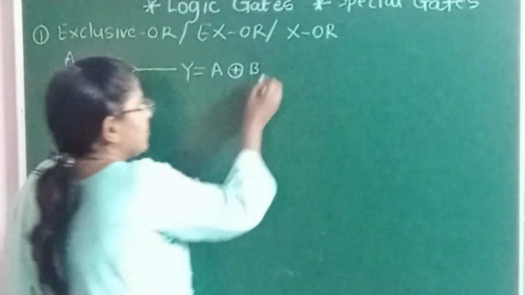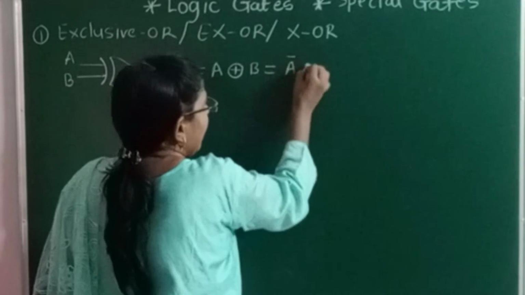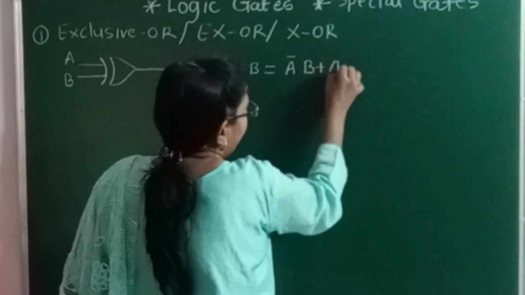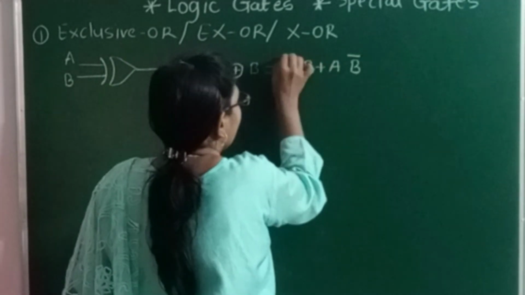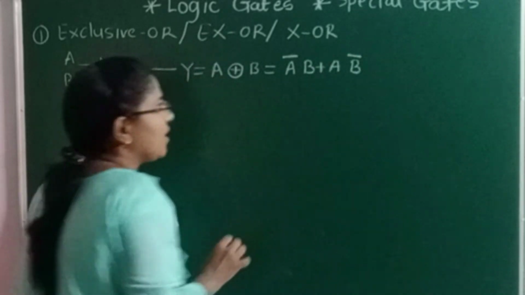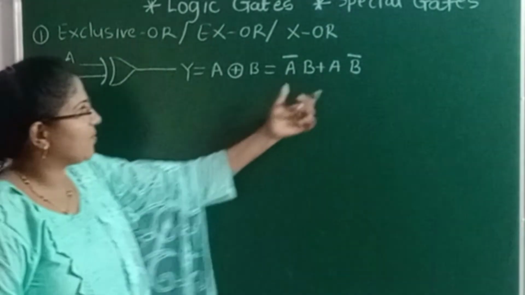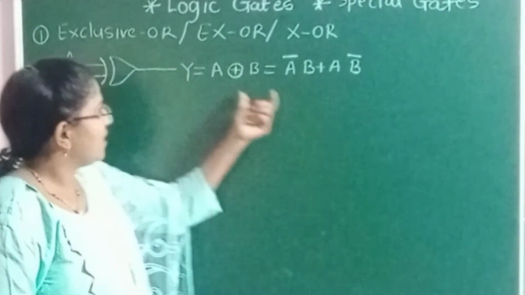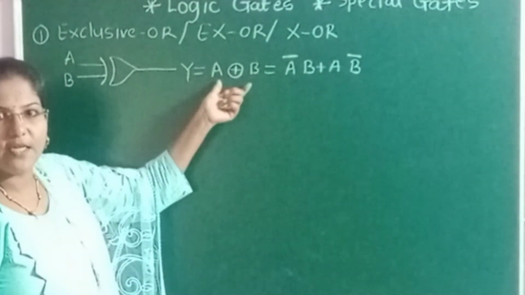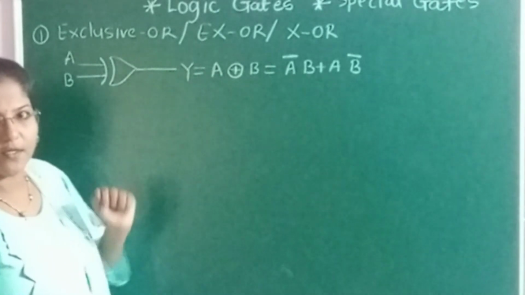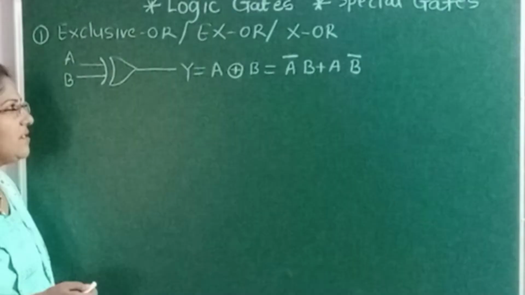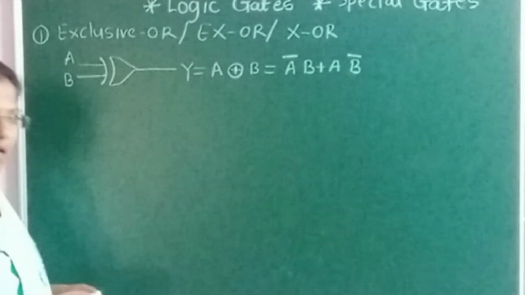So actually this expression we can write as A bar B plus A B bar. So this is the actual Boolean expression for the exclusive OR gate. But instead of writing this expression every time, this is the shortcut way to write the Boolean expression of the XOR gate. So now next we will see what is the truth table of the XOR gate.